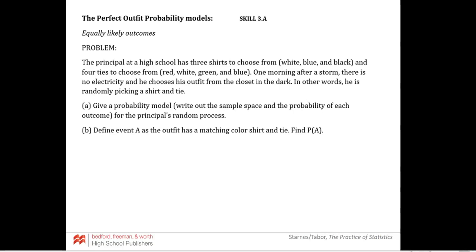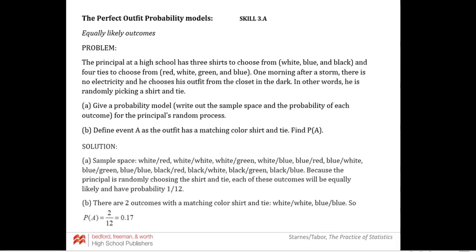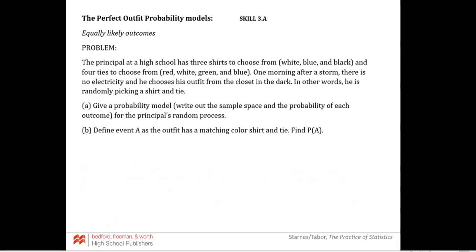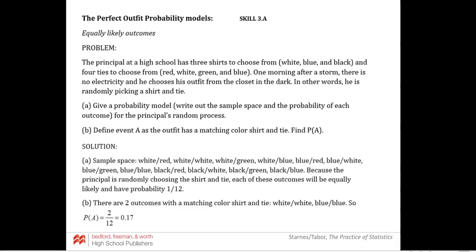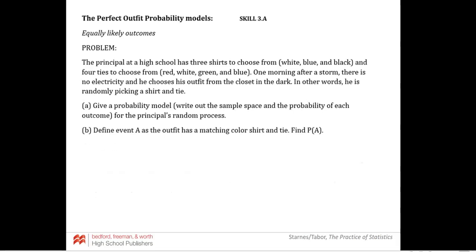So there's a total of 12 possible outcomes there. And so again, we listed out every outcome, that's the sample space. And because all those outcomes are equally likely, we would say there's a 1 in 12 chance of having one of those outcomes. Okay, define A as the outfit has a matching color shirt and tie.